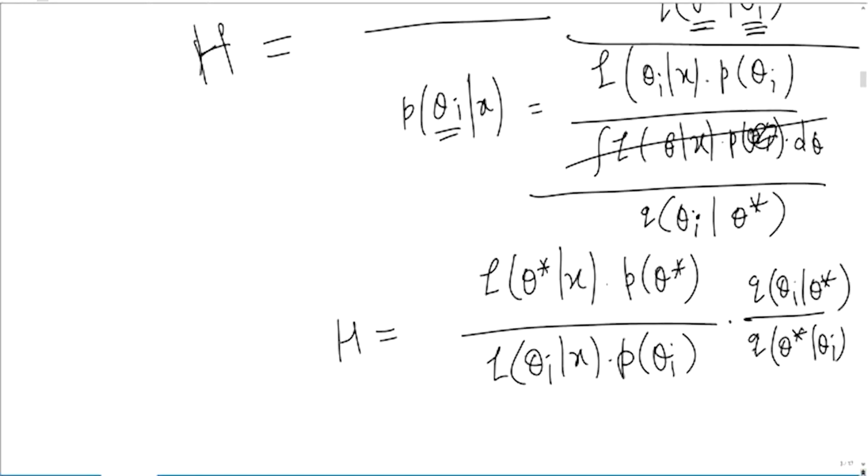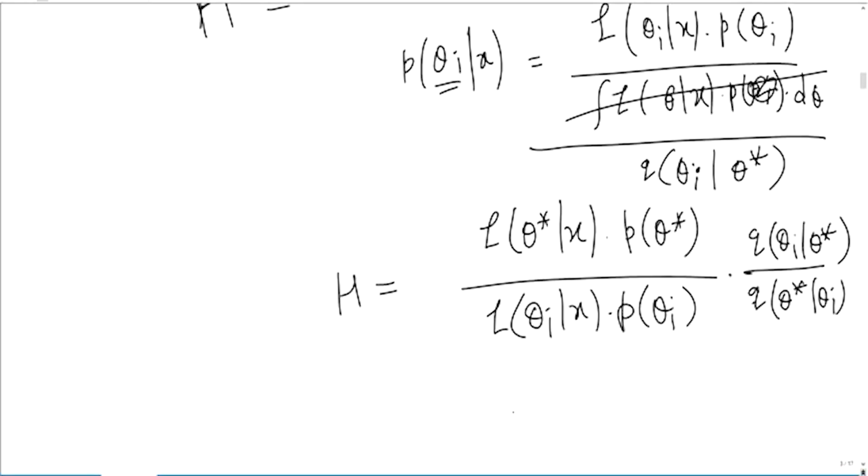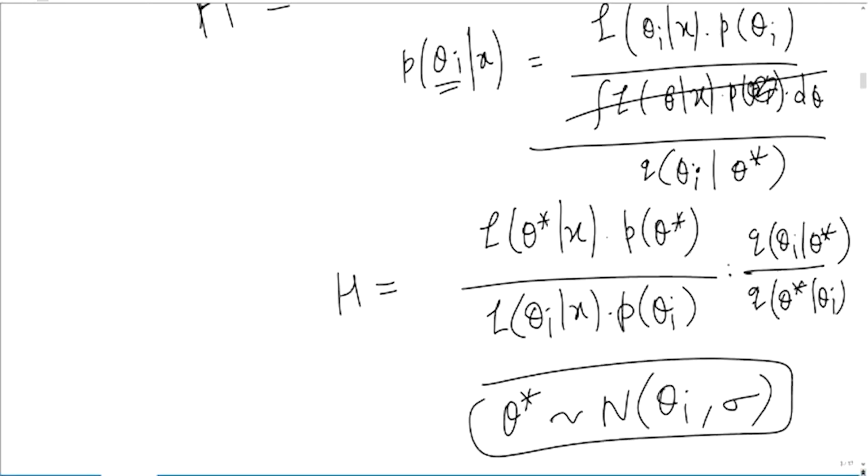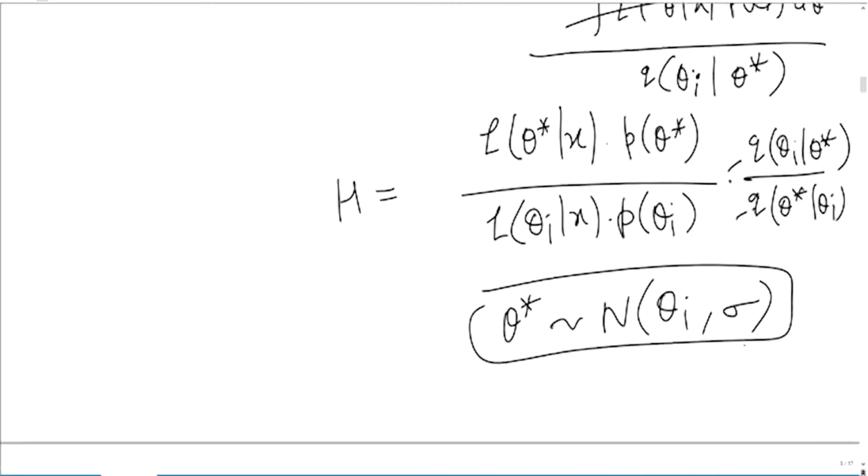If your proposal density is symmetric, so let's say you are drawing theta star from a normal distribution with mean theta I and standard deviation sigma, in that case this density and this density would be equal. So basically the probability density of observing this given this as mean will be equal to probability density of theta I given theta star is the mean. Okay, so basically both these densities will be same.